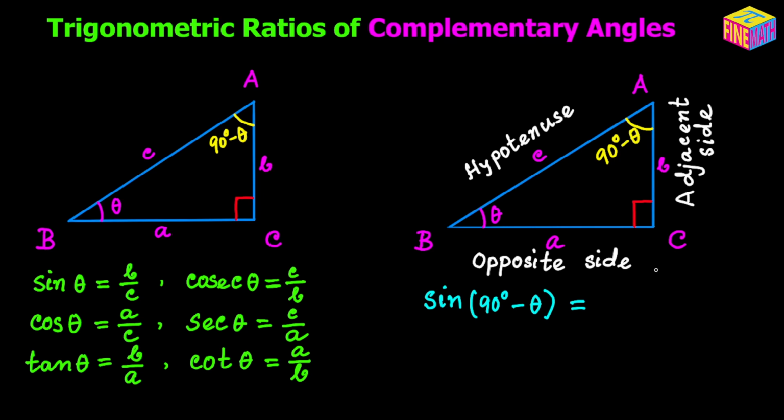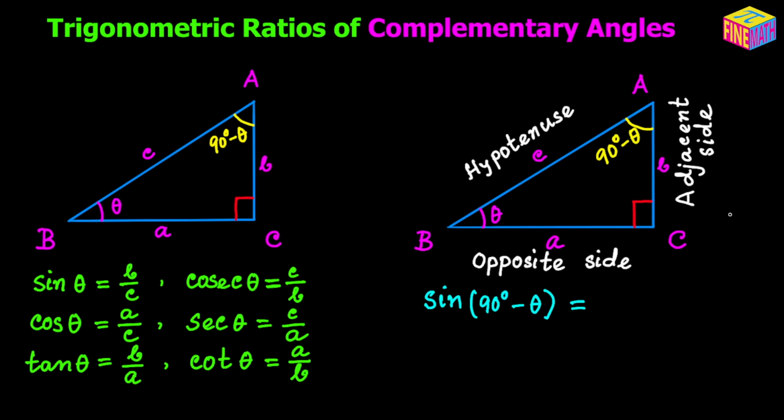But in this picture, you will notice that the opposite side now is the side which used to be the adjacent side in our previous picture. Because in the previous picture, the adjacent side was the side BC. But now in this picture, side BC is not the adjacent side. It is the opposite side. Why? Because we are talking about angle A. We are not talking about angle B, which is theta. We are talking about the angle A, which is 90 degree minus theta. So for that angle, you need to clearly understand that its opposite side is the side BC and its adjacent side would be the side AC.